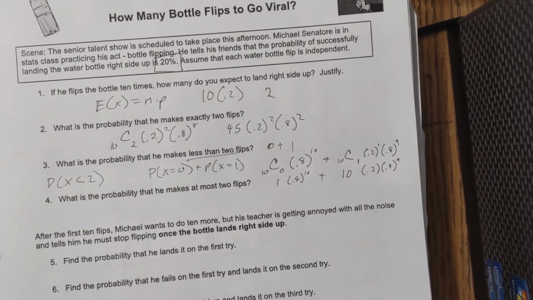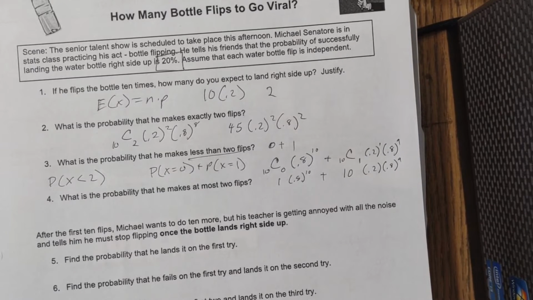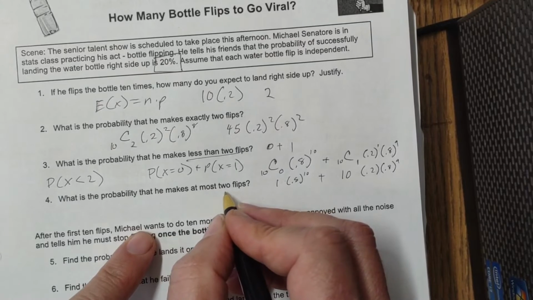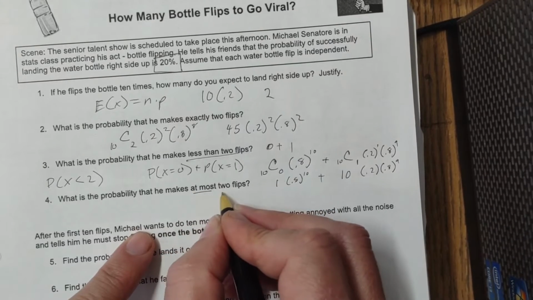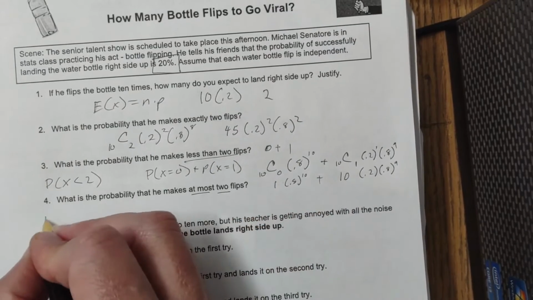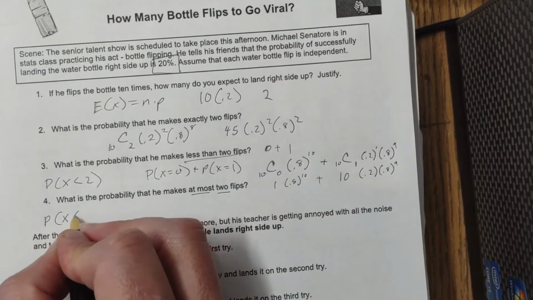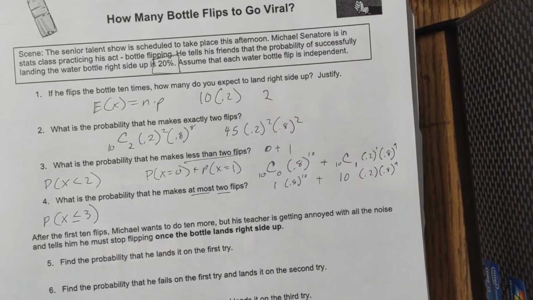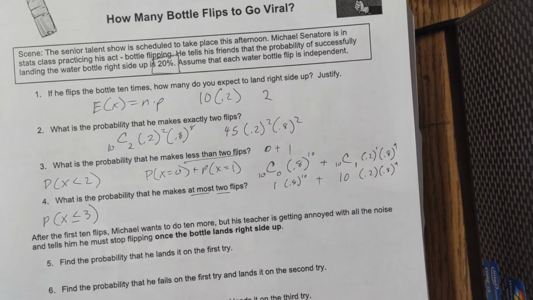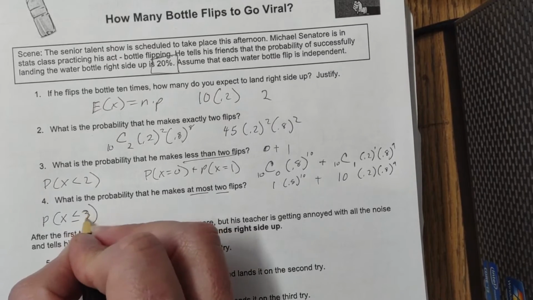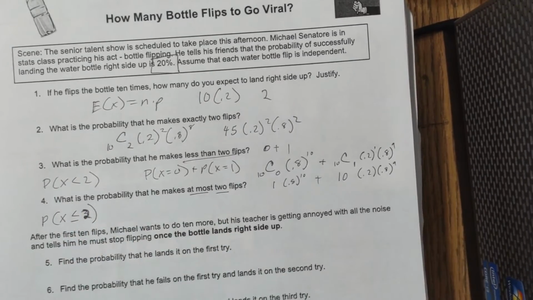All right, probability that he makes at most 2 flips. So at most means at most 2 flips. He won't make more than 2, but he can make 2. So this is the probability of x is less than or equal to 3, at most, okay? Oh wait, at most 2 flips. Less than 2 flips, that's wrong. This is less than or equal to 2. Less than or equal to 2.